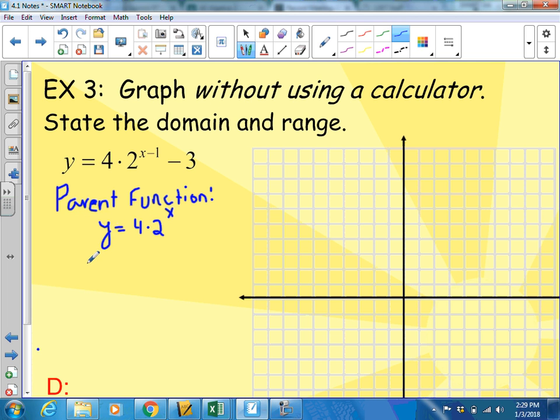So the first thing is we want to know the y-intercept. Remember, the y-intercept comes from our a value. So in this case, our a value is 4. So writing this as an ordered pair is going to be 0, 4.